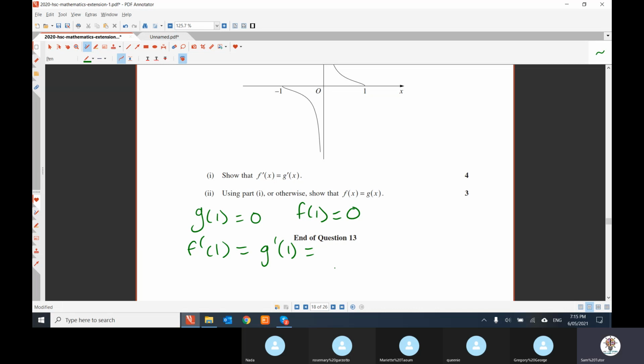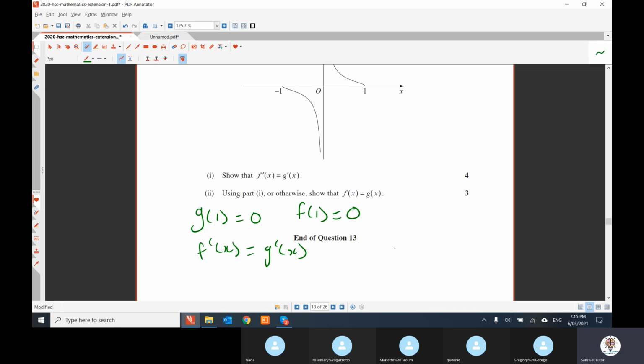What does it give you anyway, f dash of 1? Doesn't really matter, it's going to be the same. I don't know why it chose 1. Forget it, that was stupid. Hold on. G of 1 equals 0, f of 1 equals 0, f dash of x equals g dash of x, so for any x values, therefore f of x equals g of x. Is that what you do?